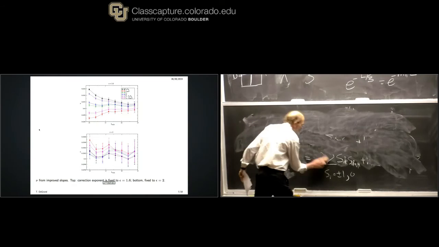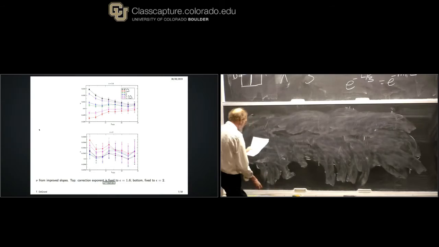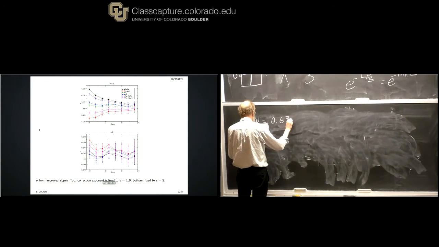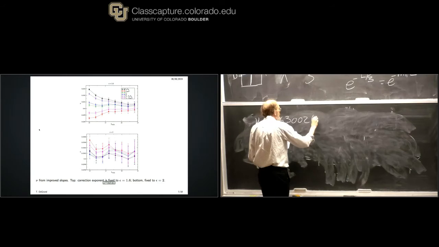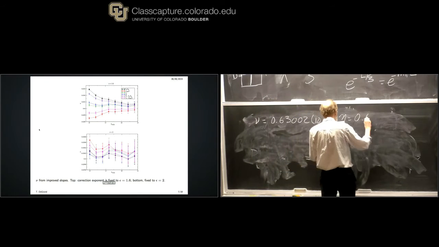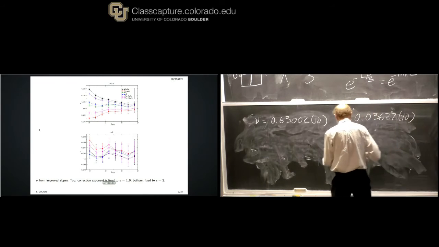Of course, they have much tighter error bars, but the punchline at this level, so nu is 0.63002 with an error of 10, and eta, which is 0.03627 with an error of 10.